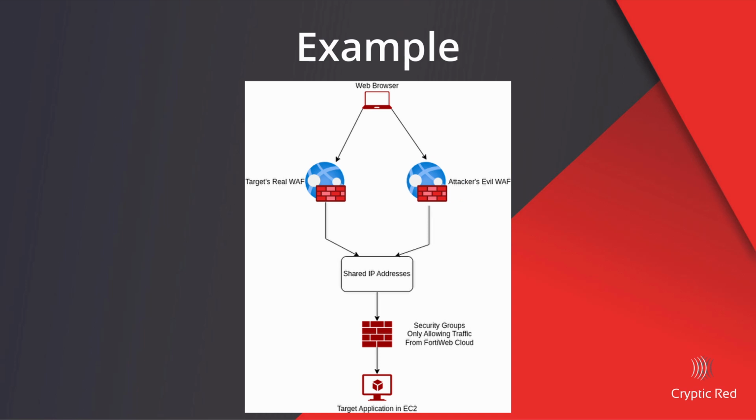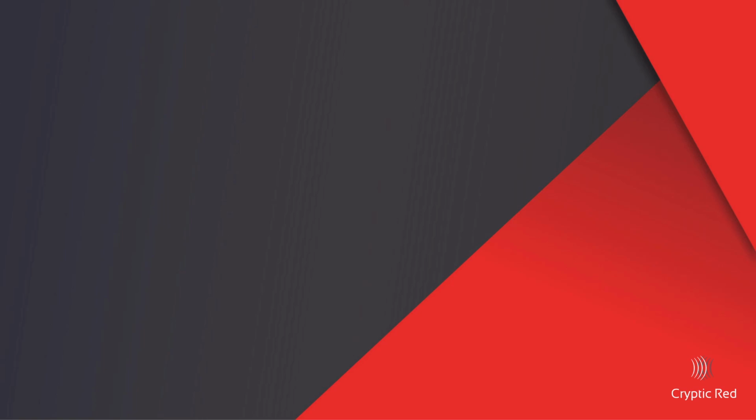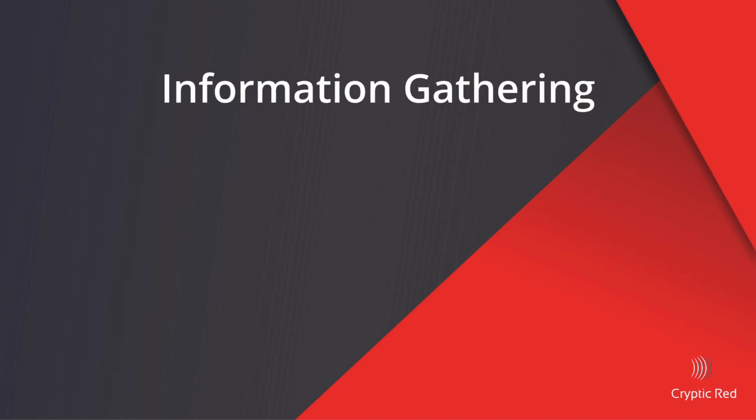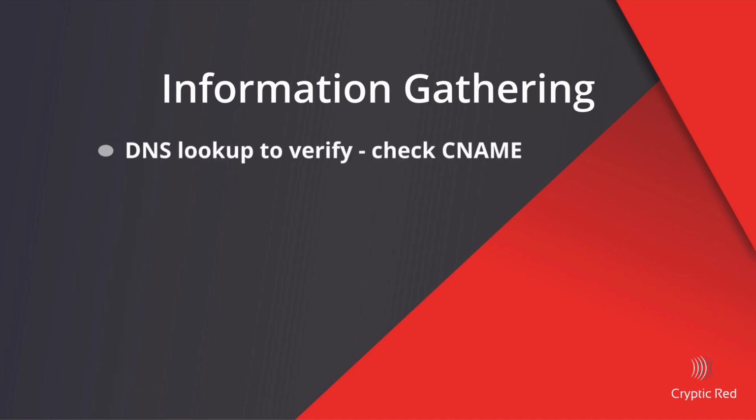Now, to exploit this vulnerability, you're going to need a couple of things. First of all, you're going to have to identify that the target application is actually running a FortiWeb Cloud WAF. That's easy enough, as you can just do a DNS lookup of the application, and what you should find is a CNAME record that mentions FortiWeb. The next thing you'll need to know is the origin IP address, and what I mean by that is the IP address for the actual application, not the WAF.